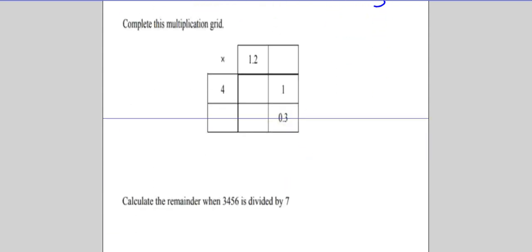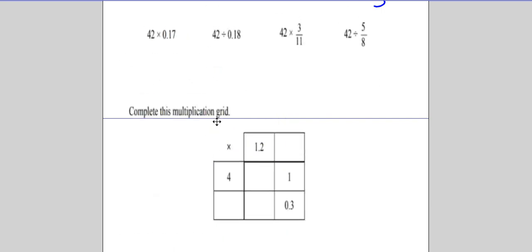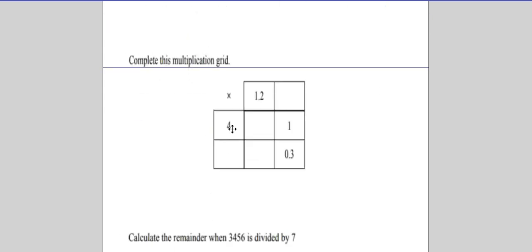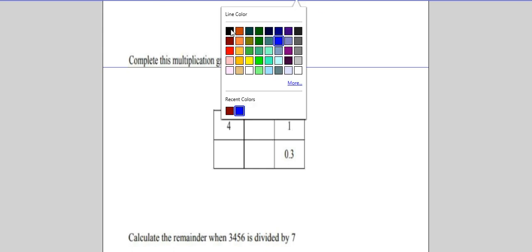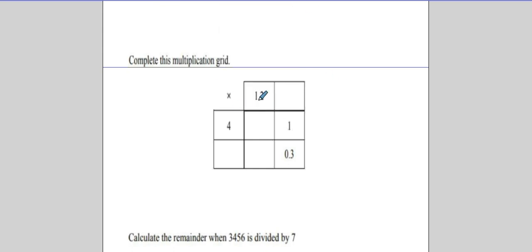Okay, let us complete these. Complete this multiplication grid. Right, we have this. We have 1.2 times 4 equals what? 1.2 times 4, it is 4.8. So the answer here is 4.8.